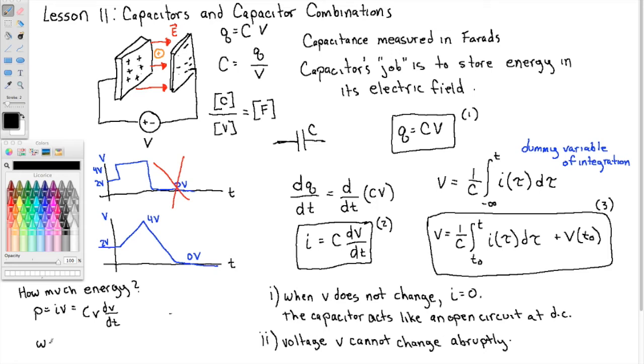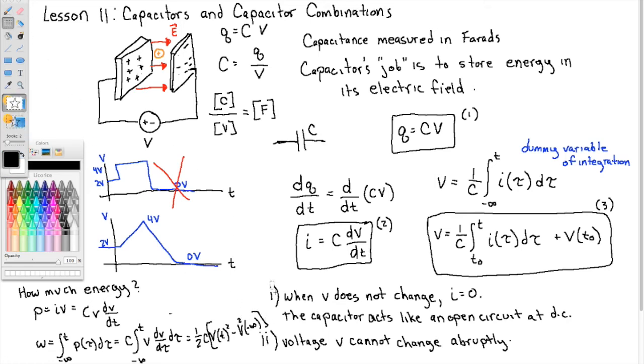Then work, or energy, W, is the running integral of power. There's the dummy variable of integration again. So this is C times the integral from negative infinity to t of V dV/d-tau, excuse me, dV d tau. This is equal to, so the d tau's cancel, and I integrate V dV, that's 1/2 V squared. So this is 1/2 C V of t squared minus V at minus infinity squared.